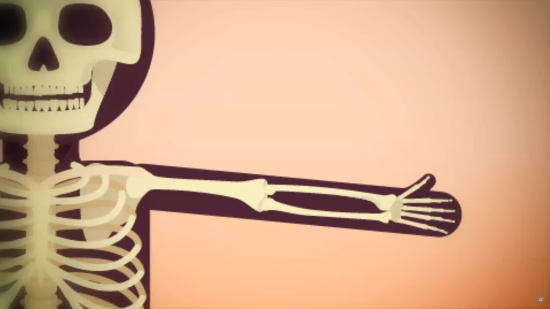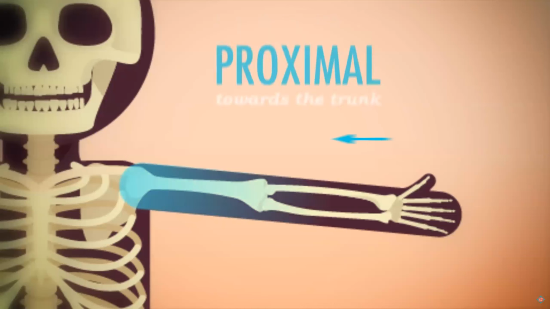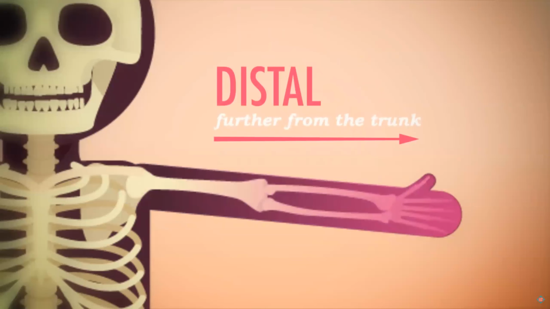Looking at the limbs, the appendicular parts of your body, you'd call the areas closer to the center of the trunk proximal, and those farther away distal. In anatomy talk, your knee is proximal to your ankle because it's closer to the axial line, while a wrist is distal to the elbow because it's farther from the center.